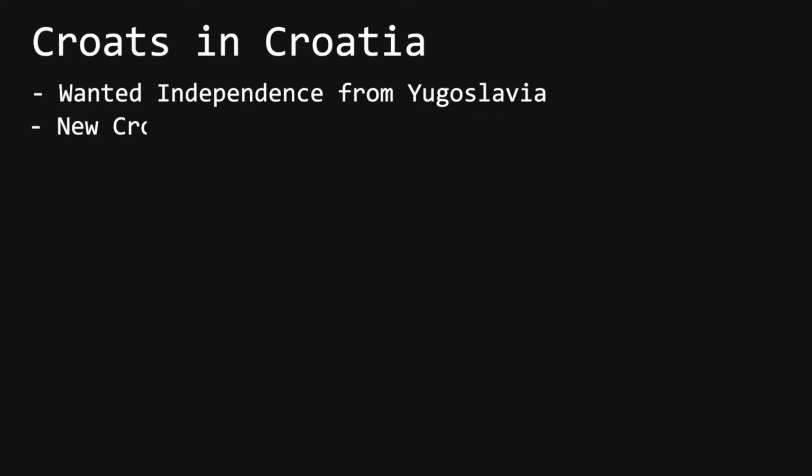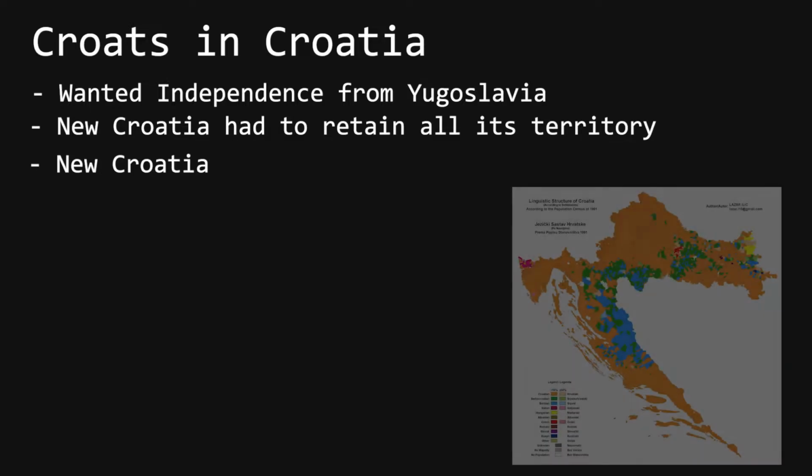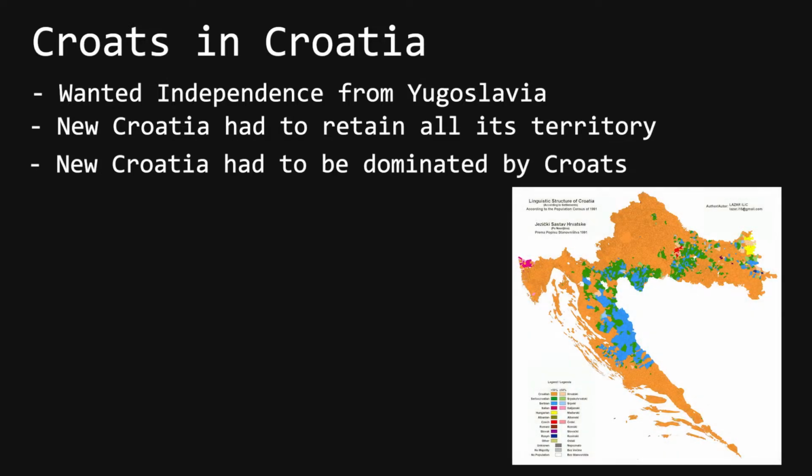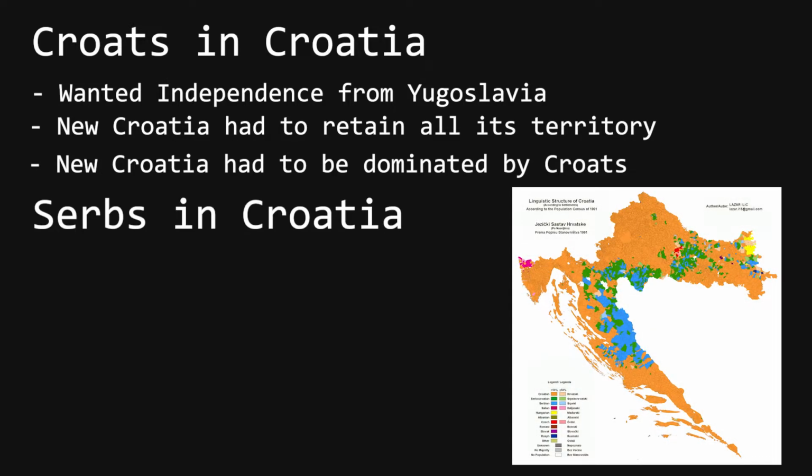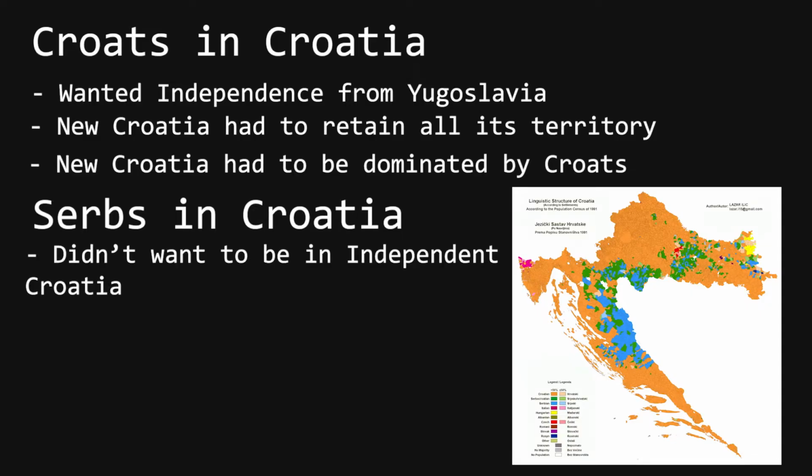They wanted this independent Croatia to be territorially intact and dominated by them, the Croats. The Serbians in Croatia did not want to be part of this new Croatian state, as the last time it happened, thousands of Serbians had been massacred.